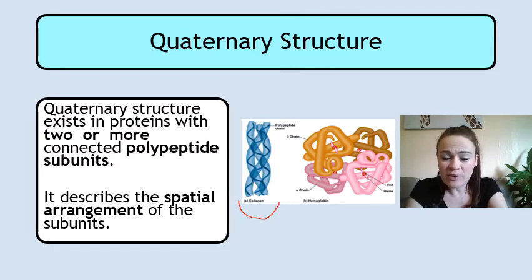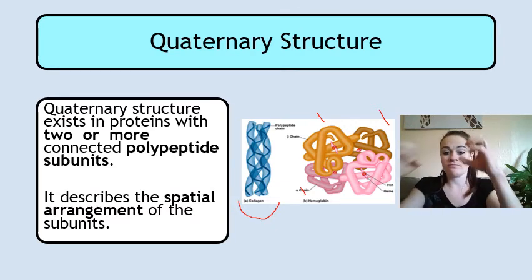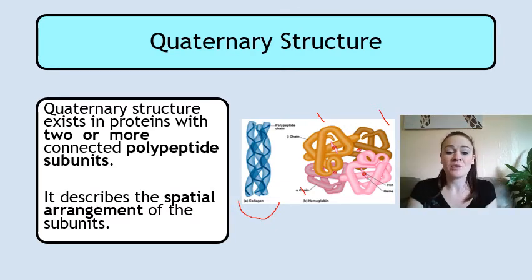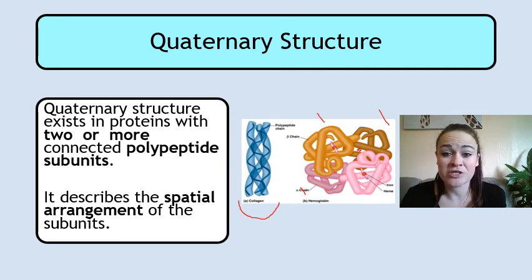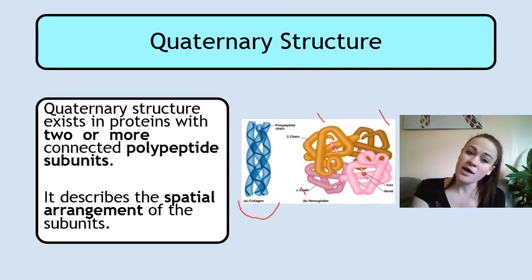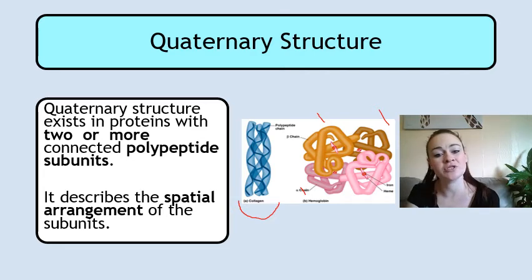Okay, but then when we look at hemoglobin, there are one, two, three, four subunits arranged in this way where they're all sort of next to each other, clumped like that. That is our quaternary structure. Now you cannot get a quaternary structure if you have a protein that is just made of one unit, so one polypeptide chain.